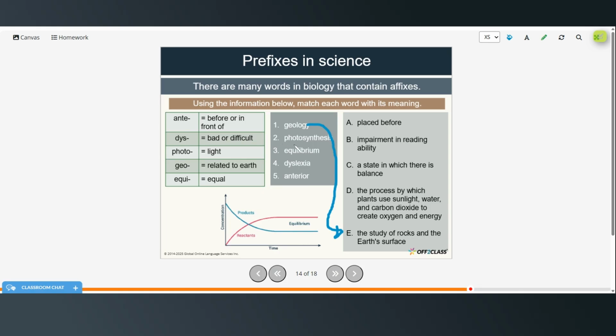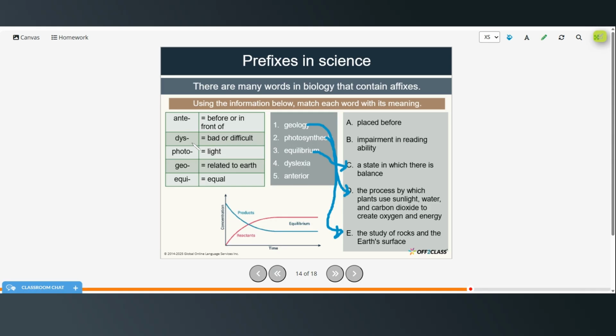Okay, photosynthesis. So we know photo has to do with light. So that would be D, the process by which plants use sunlight, water and carbon dioxide to create oxygen and energy. Equilibrium, we know that equa means equal. So that would be C, a state in which there is balance.